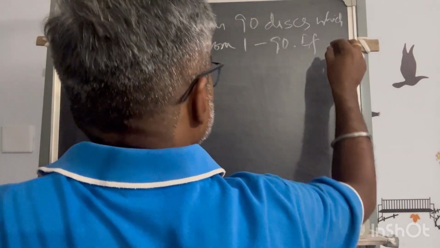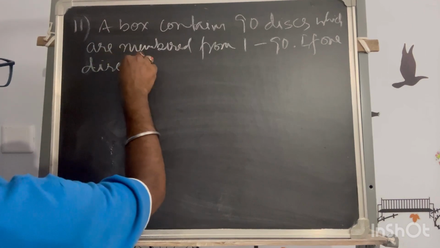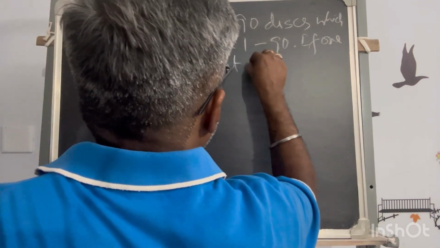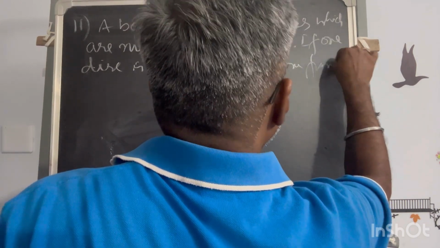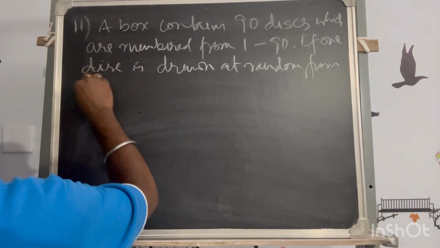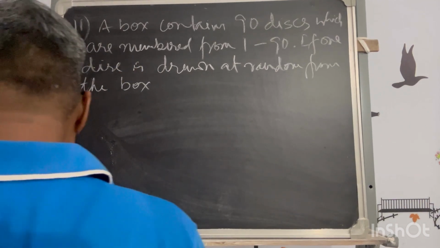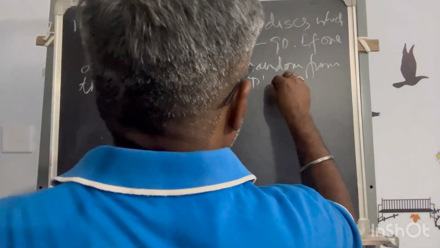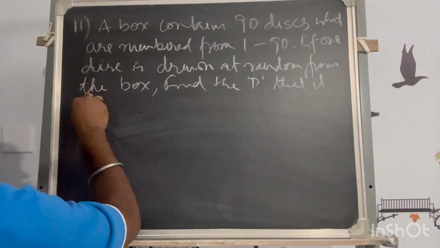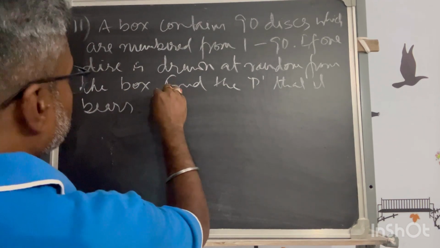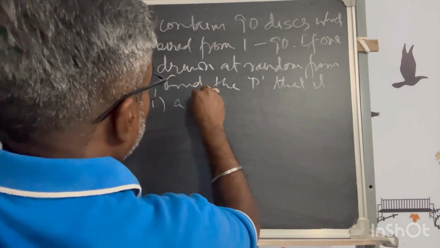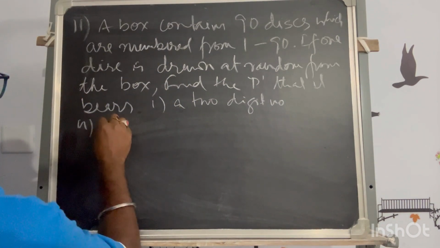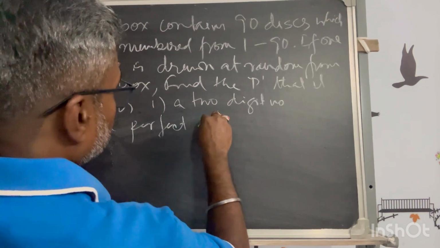If one disc is drawn at random from the box, find the probability that it bears: first, a two-digit number; second, a perfect square.